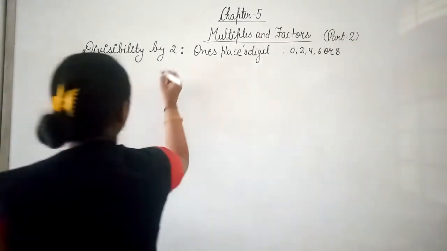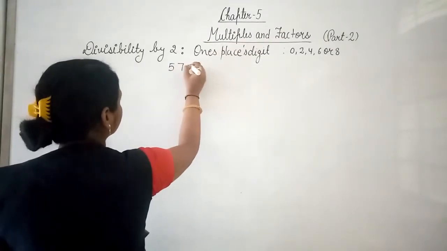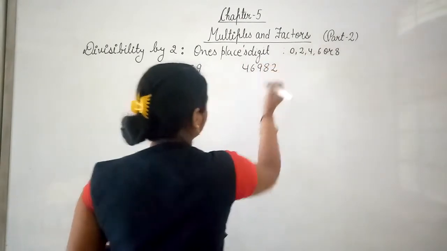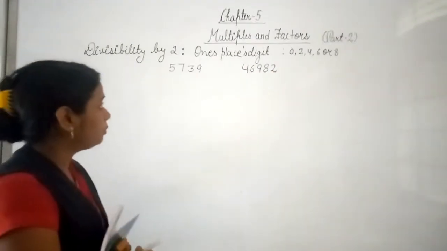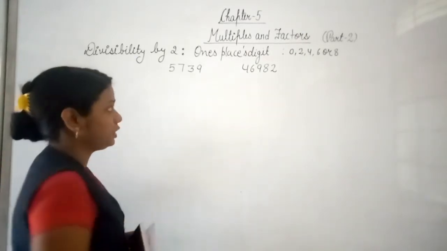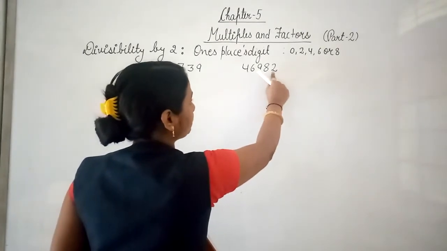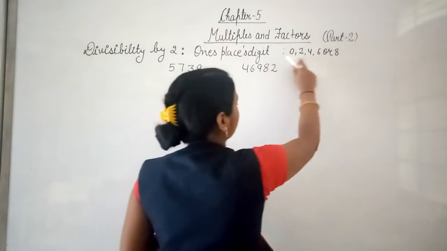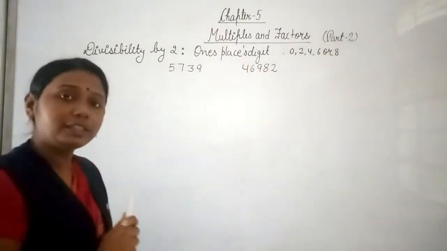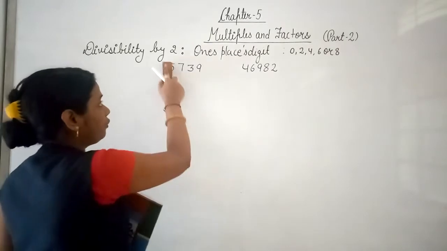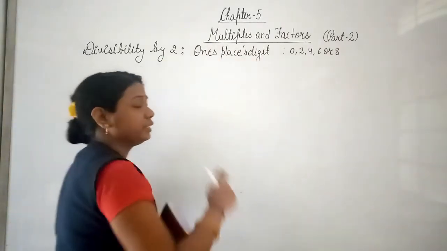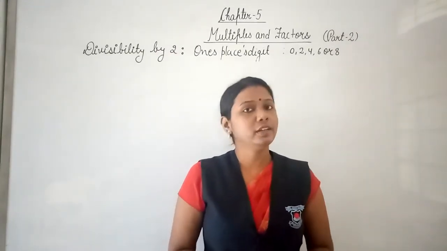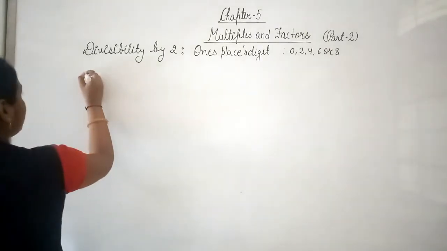For example, if I have two numbers, which one is divisible by 2? Yes, this number, because at one's place we have 2. This number is not divisible by 2 because none of these digits is available at one's place. So it becomes very easy for us to identify whether a number is divisible by 2 or not. Let us move on to the next one, that is divisibility by 3.